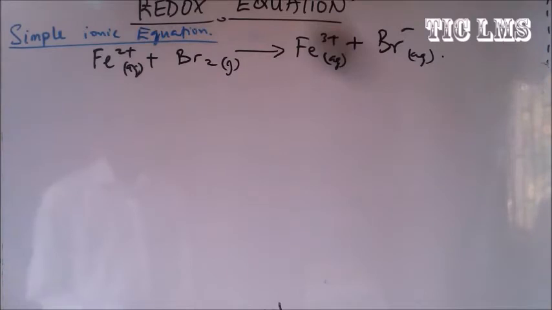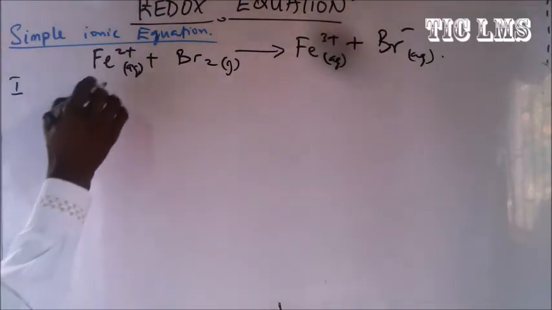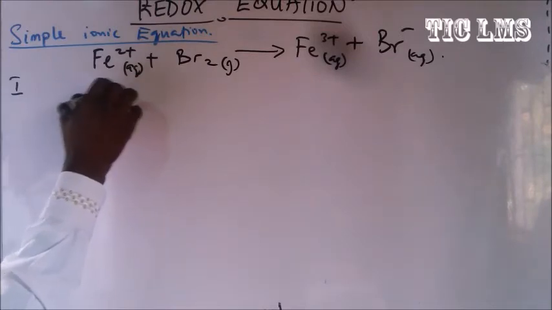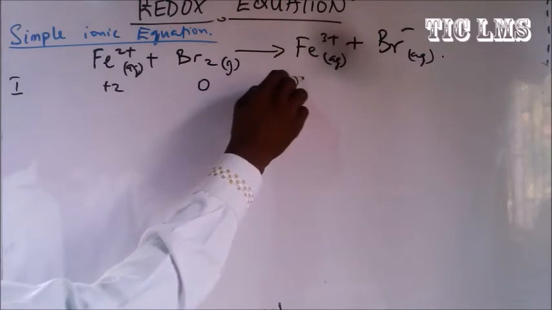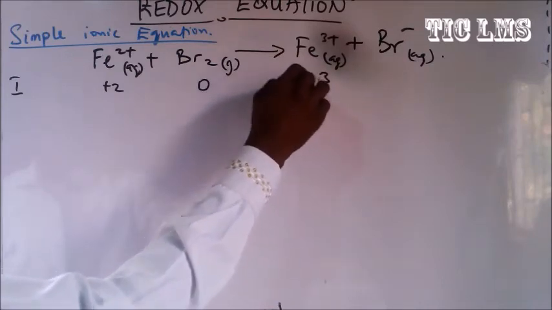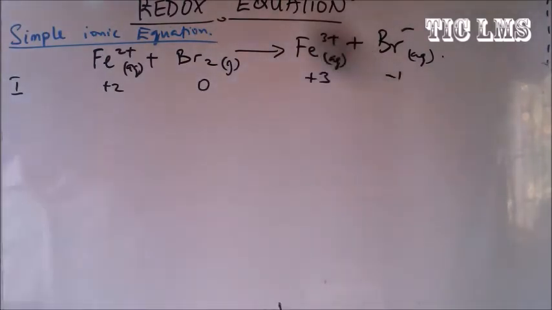Next, we want to balance this reaction by the half-cell reaction method. First, we will have the oxidation number written. The oxidation number of this cation is +2. For bromine, we have 0. For iron here, that's Fe3+, we have +3. And for bromine, we have -1. So there is an alteration in the oxidation number.